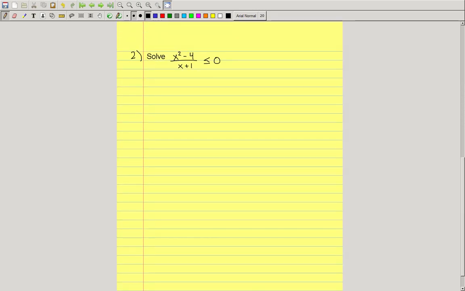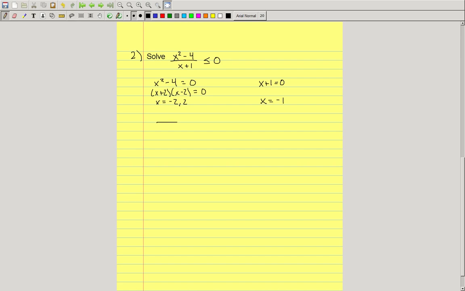In our next example, we want to do the same kind of thing. We want to know for what values of x is (x squared minus 4) divided by (x plus 1) less than or equal to 0. And we're going to do the same thing. We're going to figure out the values for when the numerator is equal to 0 and for when the denominator is equal to 0. We can factor our numerator and see that it is equal to 0 when x is equal to negative 2 and 2. And we can see that our denominator is equal to 0 when x is equal to negative 1.